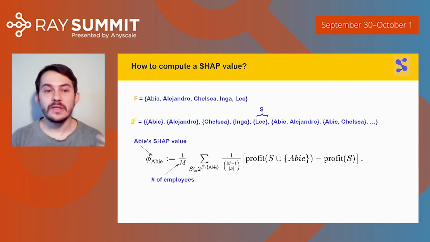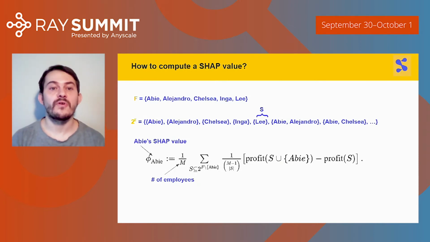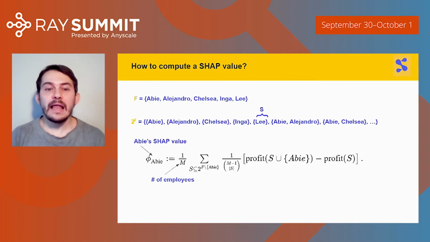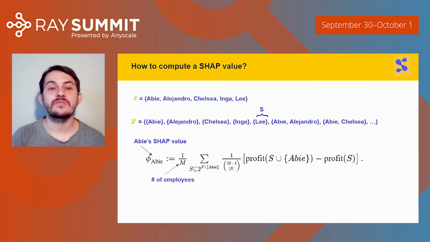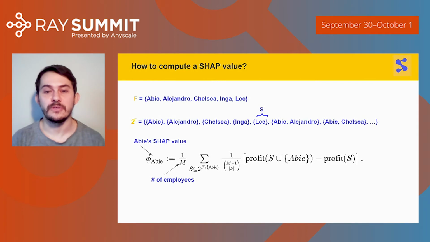So to calculate an employee's contribution, for example, Abby's, Alex first makes all teams that do not contain Abby, gets them to work for a while, measures the profit, assuming he has enough time and this is all possible, and then adds Abby back to every single team and measures the profit again. He takes the difference, averages everything out, and this gives him an indication of how Abby has contributed to the big money that they gathered this quarter.